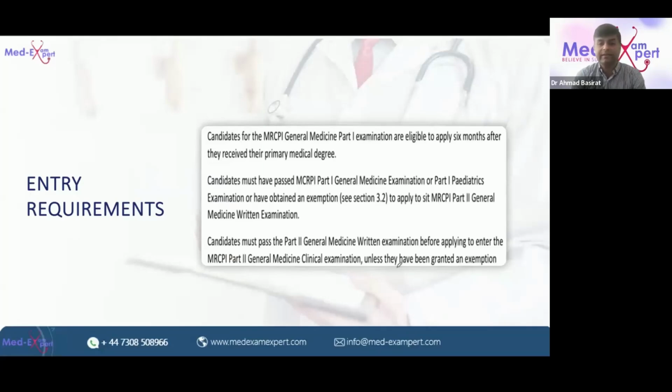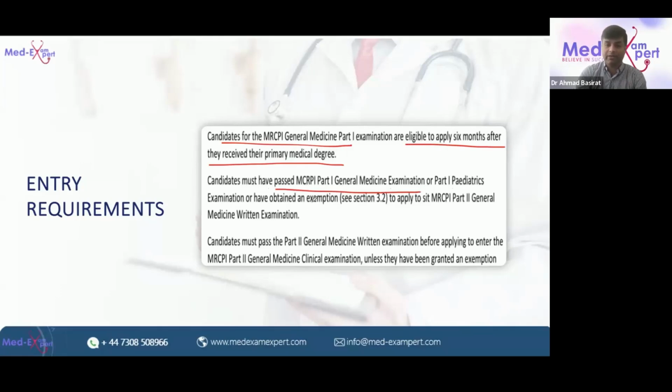So generally, RCPI has posted that candidates for the MRCPI General Medicine Part 1 examination are eligible to apply 6 months after they have received their primary medical degree. So that's the bottom line to apply for the Part 1 examination.